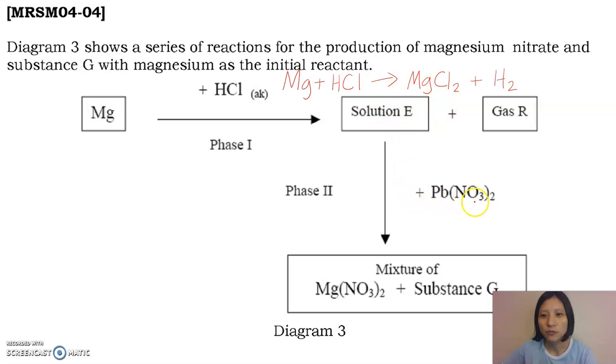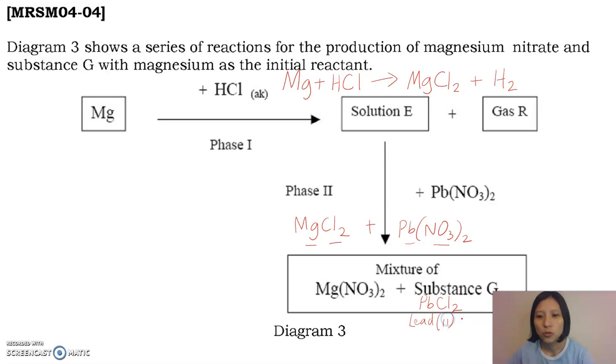MgCl2 reacts with PbNO3. So let's write the equation again. MgCl2 reacts with PbNO3. So just change partners. Mg2 plus Cl negative, Pb2 plus NO3 negative. So it will become MgNO3. So there you have it, magnesium nitrate. And the other one will be lead. Okay, I'll write it here. Lead 2 chloride. Okay, so substance G is lead 2 chloride.